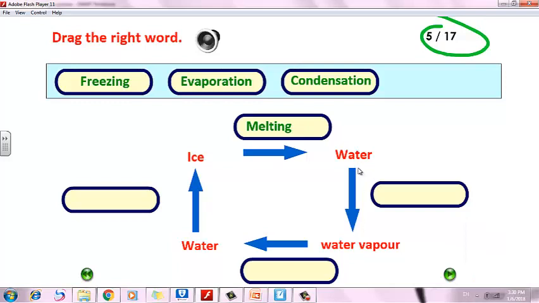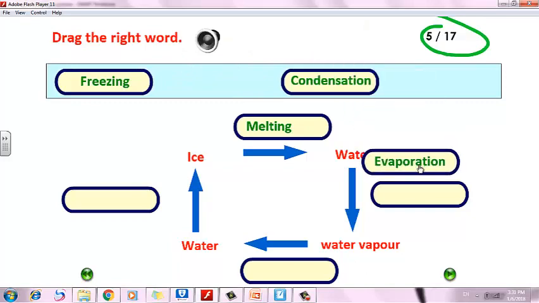Water to water vapor. If I want to turn this water, which is liquid, to water vapor, which is gas, evaporation. Great. Water vapor, which is gas, to water. Back to water by cooling, which happens in our bathroom during taking a shower. This is called condensation.